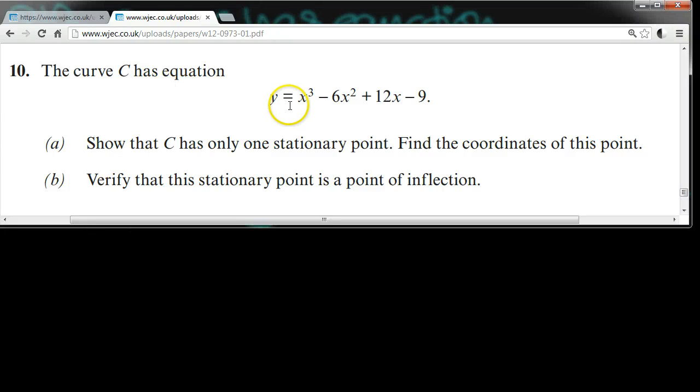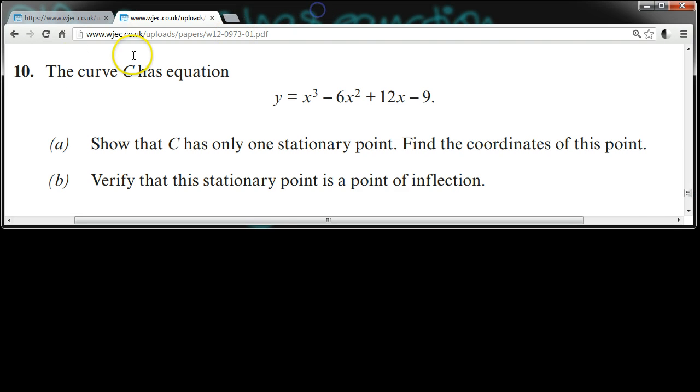The curve C has equation y equals x cubed minus 6x squared plus 12x minus 9. Show that C has only one stationary point. Find the coordinates of this point. And verify that this stationary point is a point of inflection. So let's have a look at this question then.